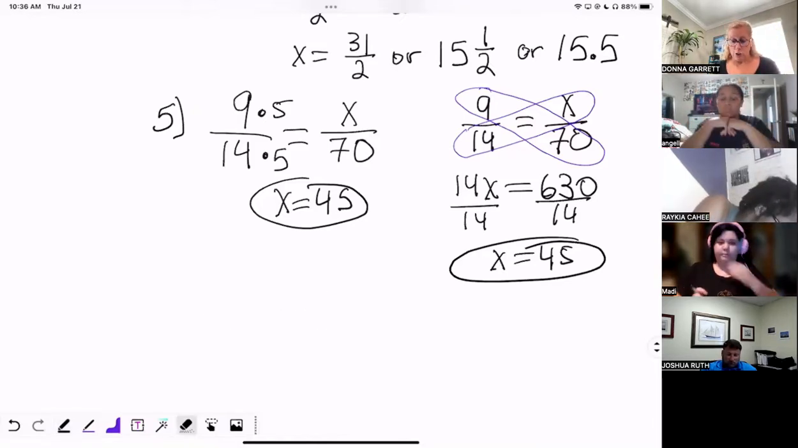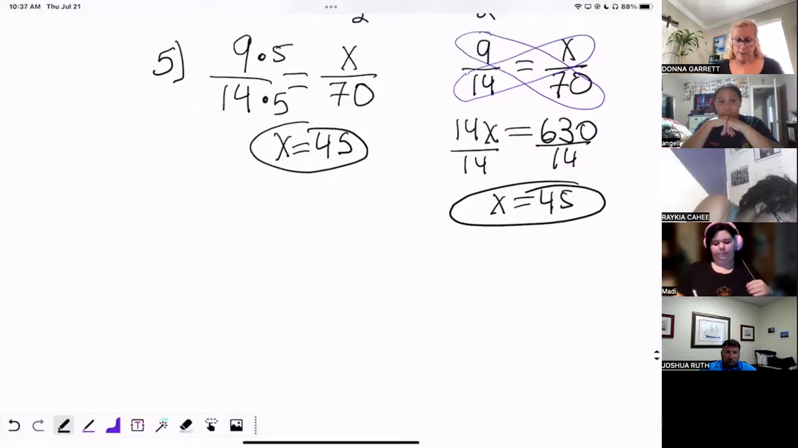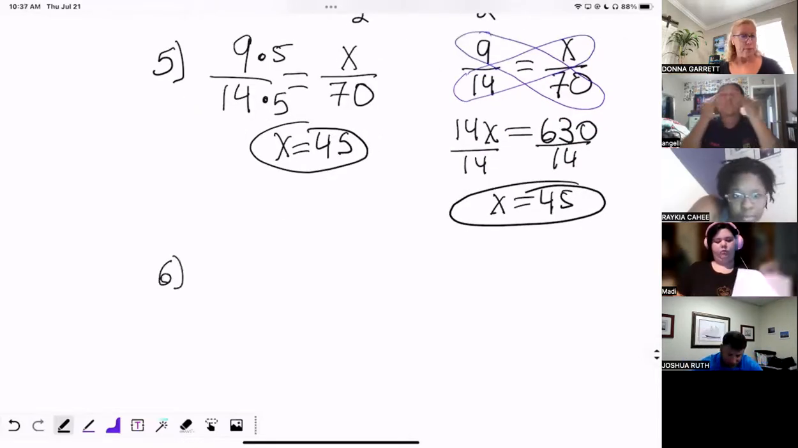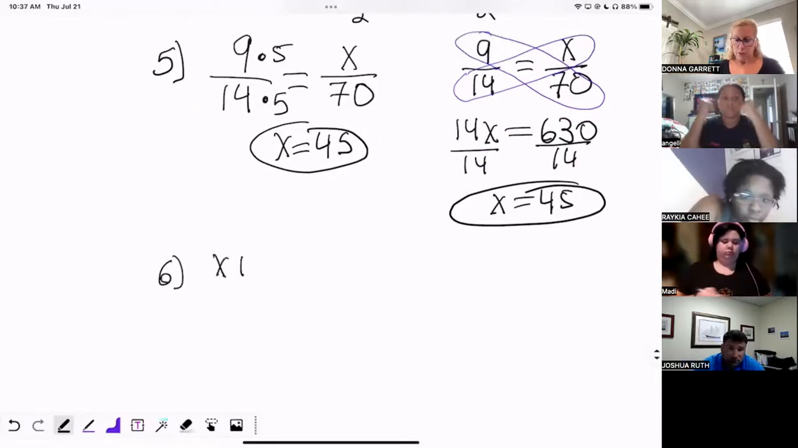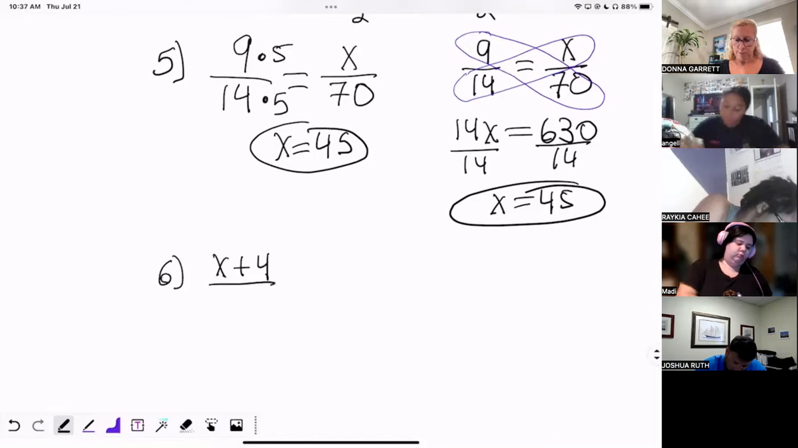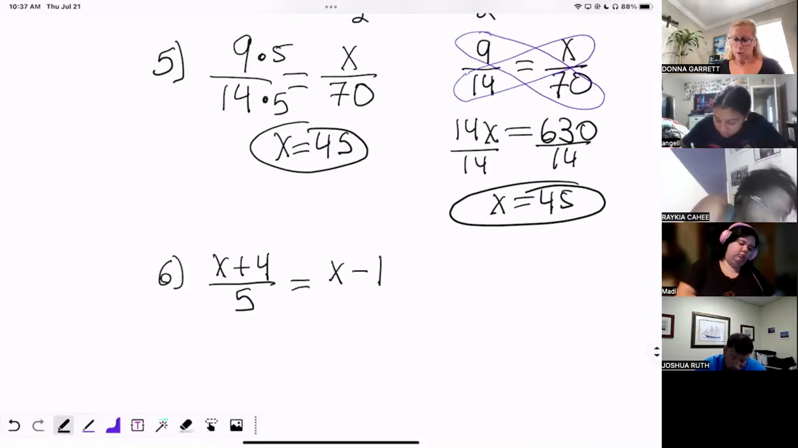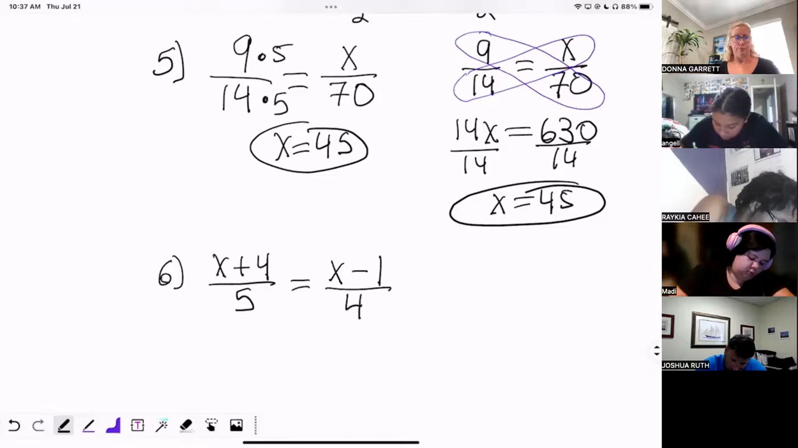Okay, now let's do an algebraic one. See how you do with this. 6. X plus 4/5 is equal to x minus 1/4.